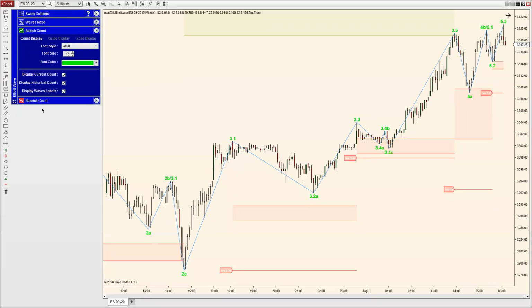You have one for the bullish count, have the bearish count turned off. So this comes down to you as a trader. If the trend is down, obviously you want more of a bearish count. If the trend is up, you want a bullish count.